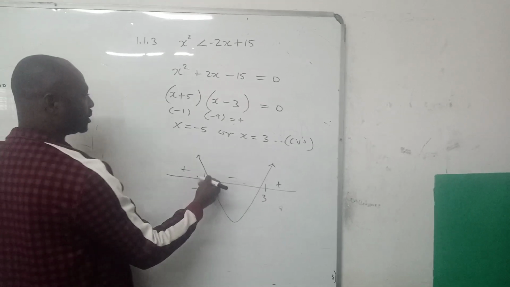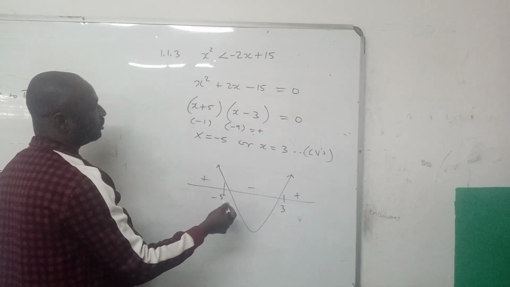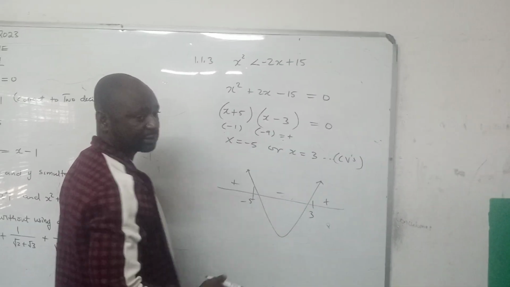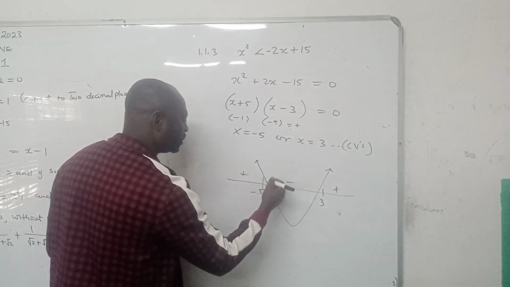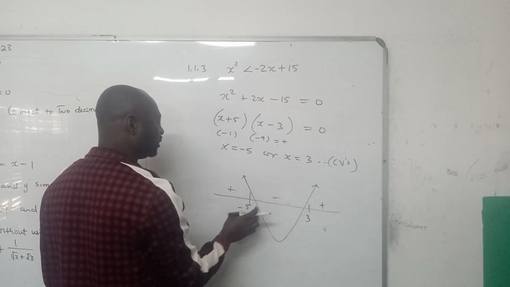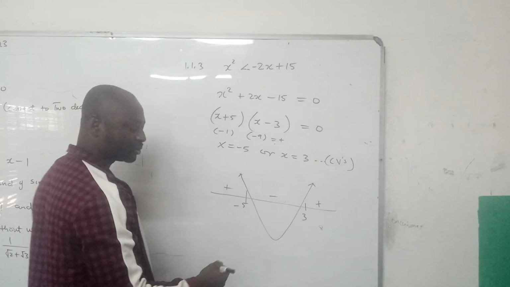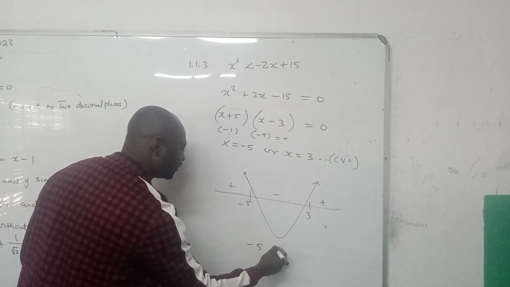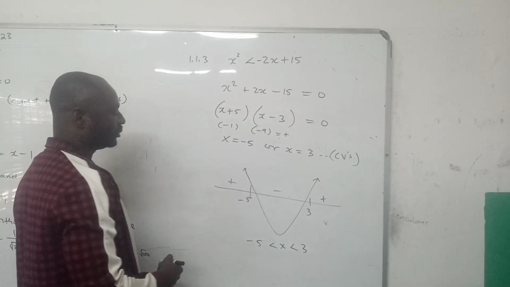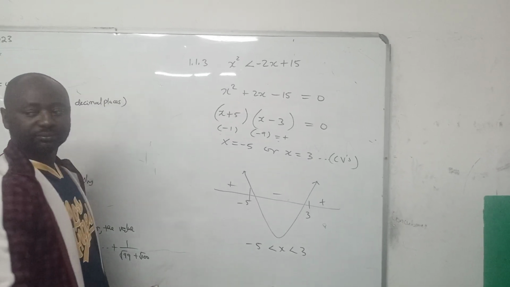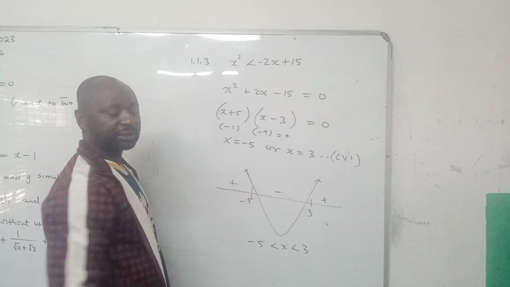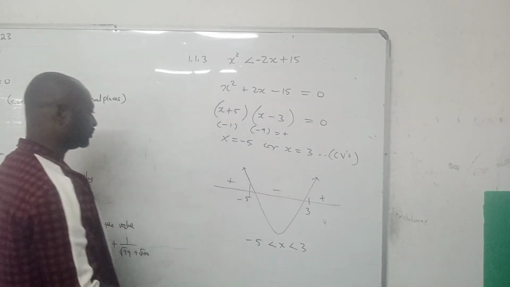So now our solution, we're looking for numbers that are less than 0, because when we transpose everything here, we say less than 0. So negative numbers, or the negative solution, will be found in between negative 5 and 3. So for that case, you write negative 5 less than x less than 3. That is what our solution is for. We were looking for a negative solution, and the negative solution lies between minus 5 and positive 3. So this is our answer.